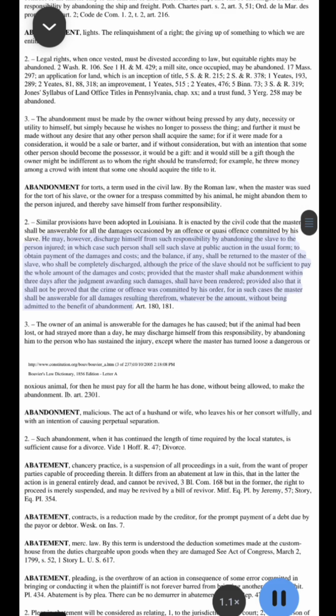and the balance, if any, shall be returned to the master of the slave, who shall be completely discharged, although the price of the slave should not be sufficient to pay the whole amount of the damages and costs, provided that the master shall make abandonment within 3 days after the judgment awarding such damages shall have been rendered, provided also that it shall not be proved that the crime or offense was committed by his order, for in such cases the master shall be answerable for all damages resulting therefrom, whatever be the amount, without being admitted to the benefit of abandonment.